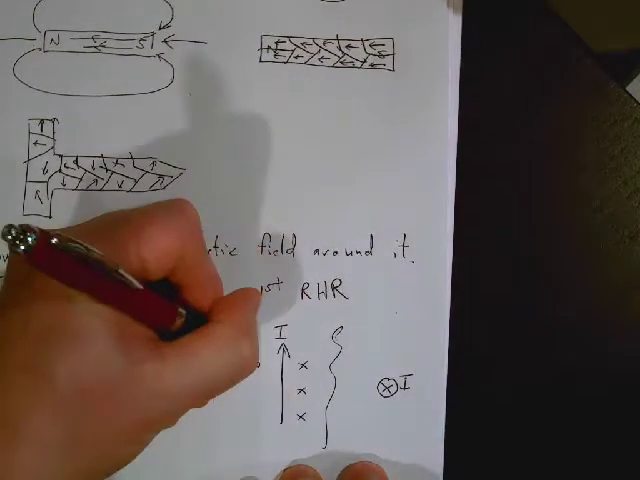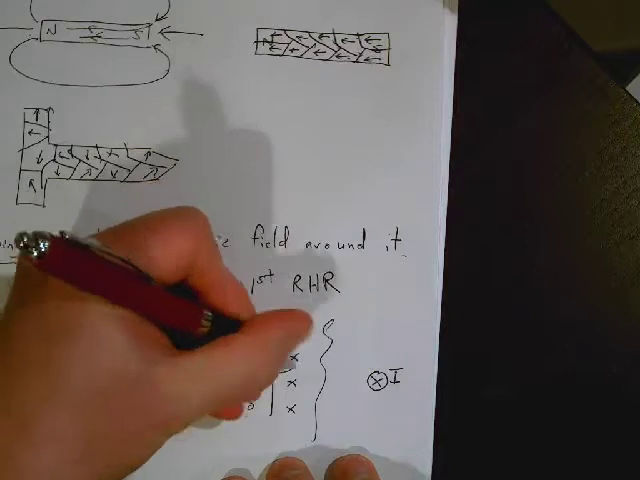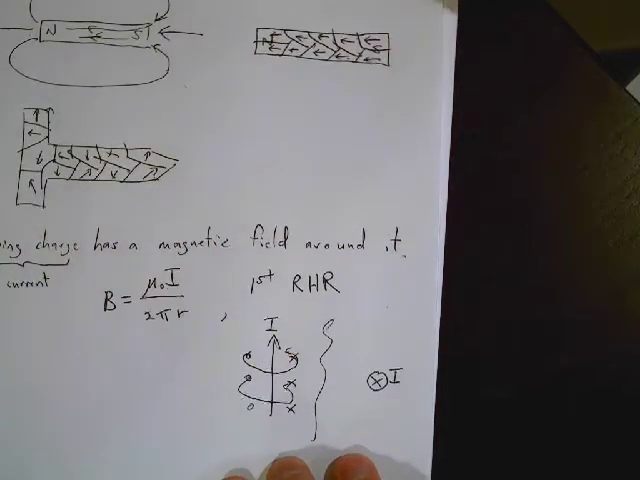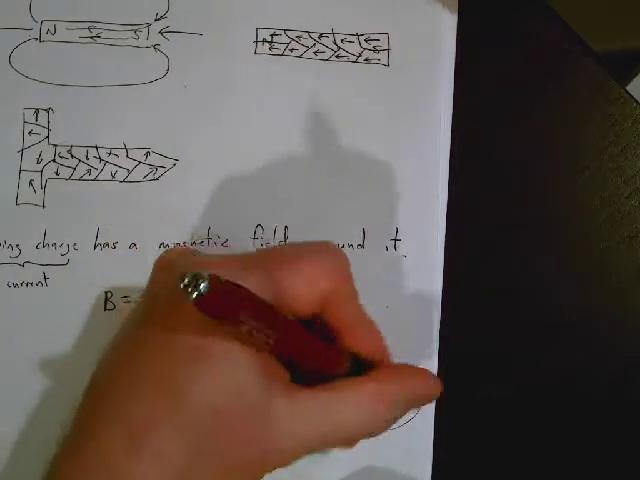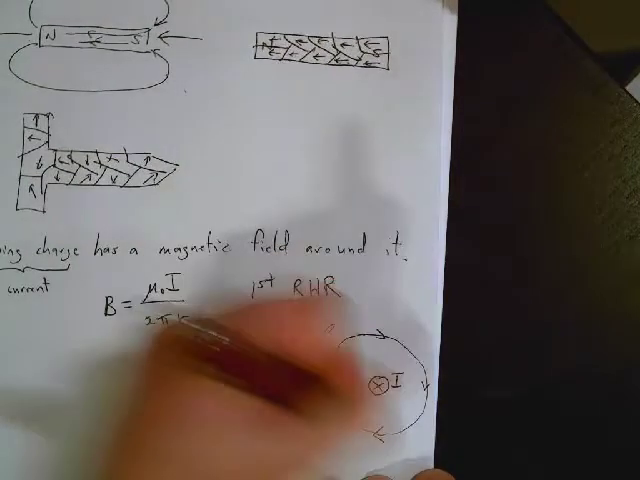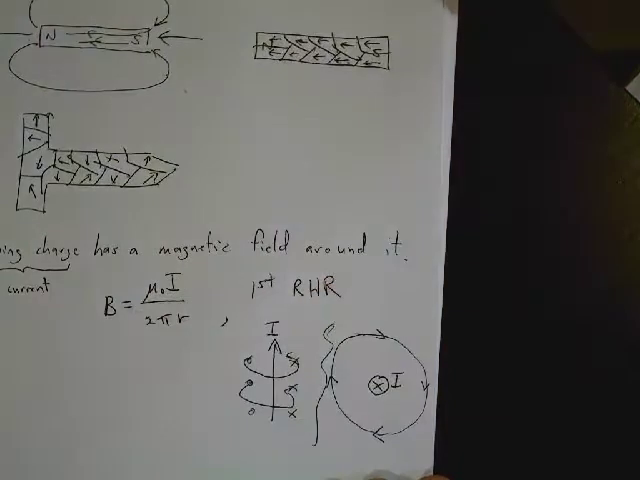On this side, though, you would have into the page. On this side, you would have dots. Remember, the actual shape is a circle going around. Is everybody with me there? On this one, the magnetic field would be a circle going around, and because my current is going into the page, it would be going around clockwise. So far, so good, everybody. Questions so far?